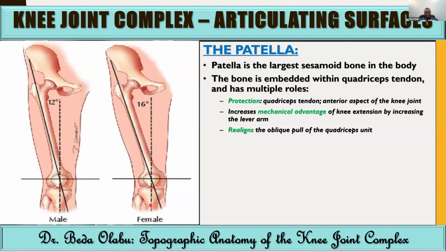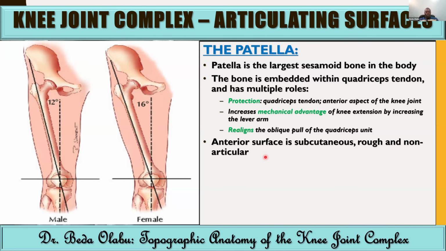Great. This angulation, we are going to talk about again shortly. We call it the Q angle. The Q angle is greater in females than in males. The reason why that is so is because females have a wider pelvis, which means that femoral inclination is greater in females than in males.